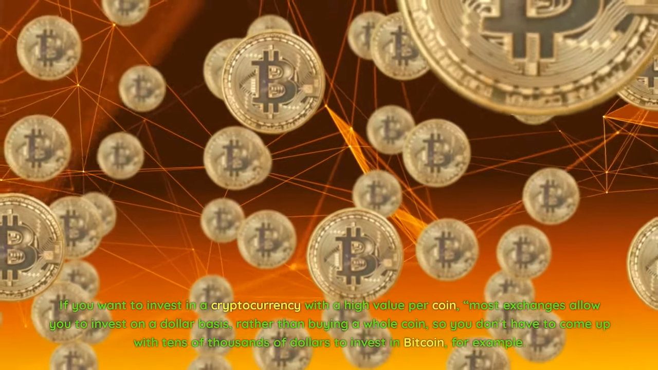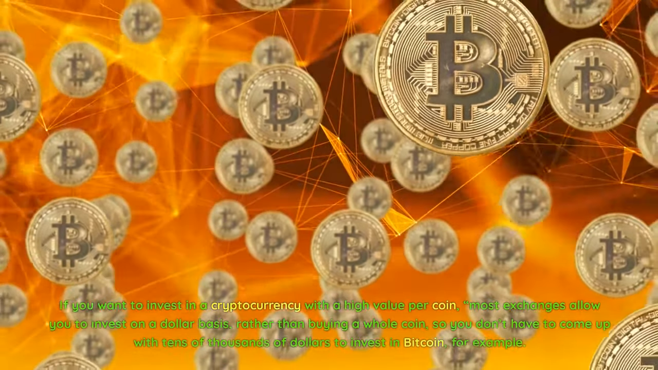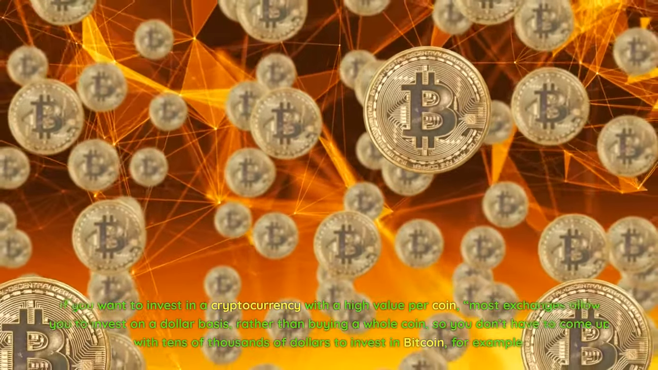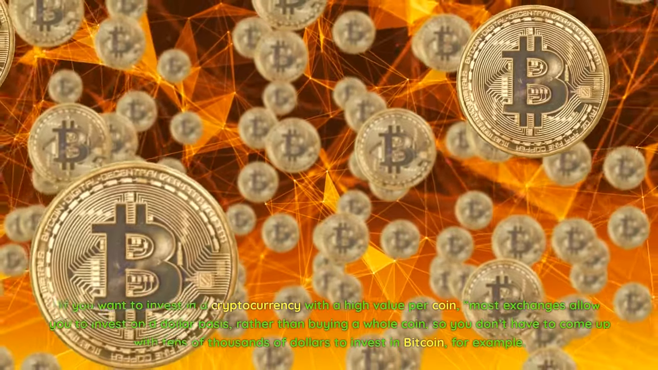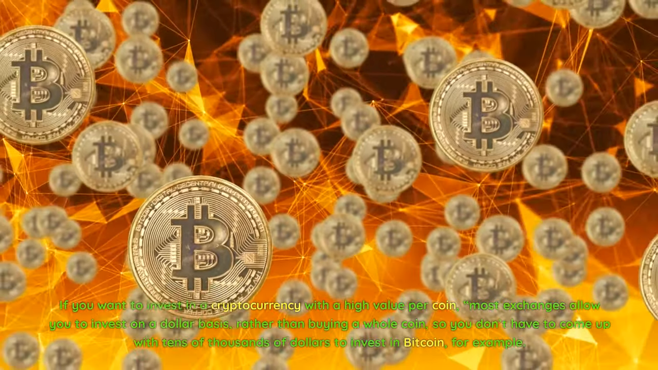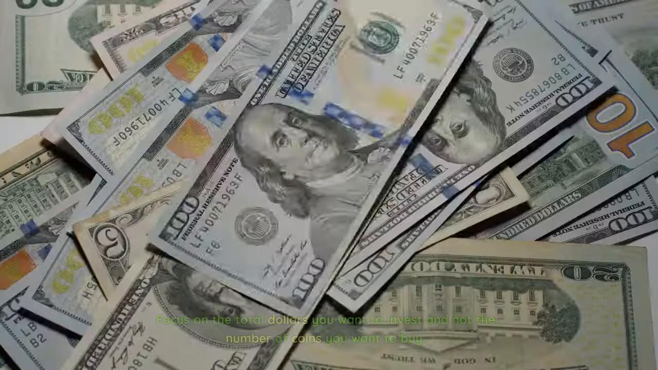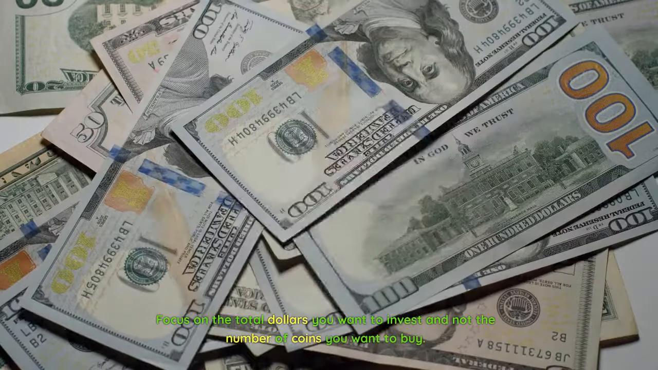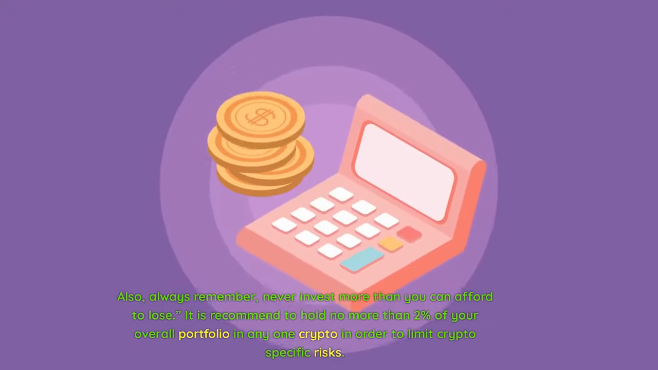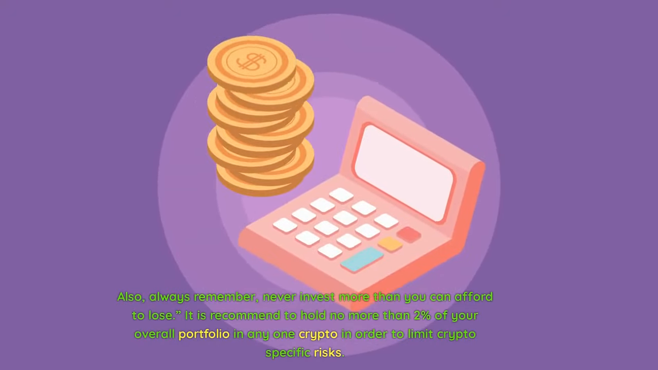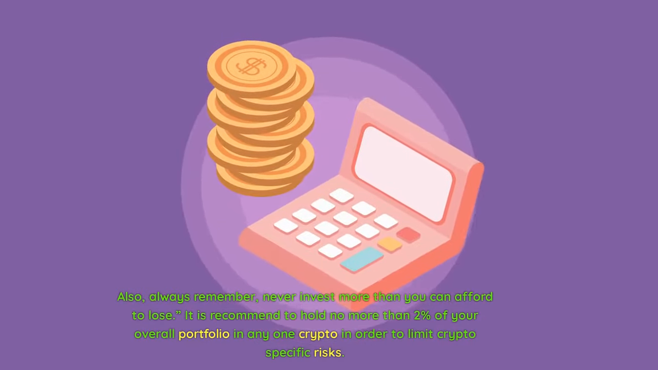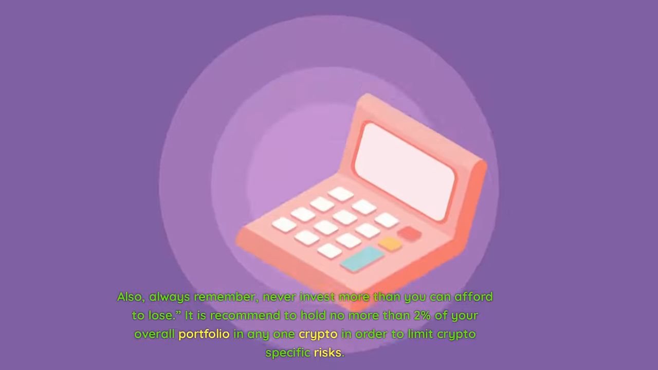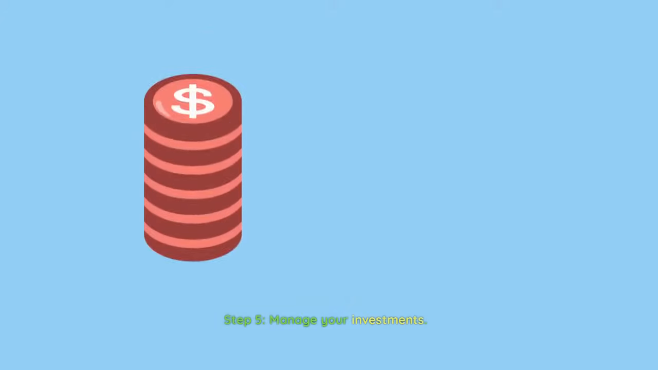If you want to invest in a cryptocurrency with a high value per coin, most exchanges allow you to invest on a dollar basis, rather than buying a whole coin, so you don't have to come up with tens of thousands of dollars to invest in Bitcoin, for example. Focus on the total dollars you want to invest and not the number of coins you want to buy. Also, always remember, never invest more than you can afford to lose. It is recommended to hold no more than 2% of your overall portfolio in any one crypto in order to limit crypto-specific risks.